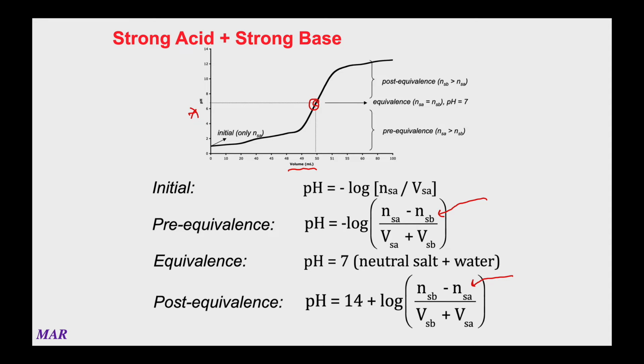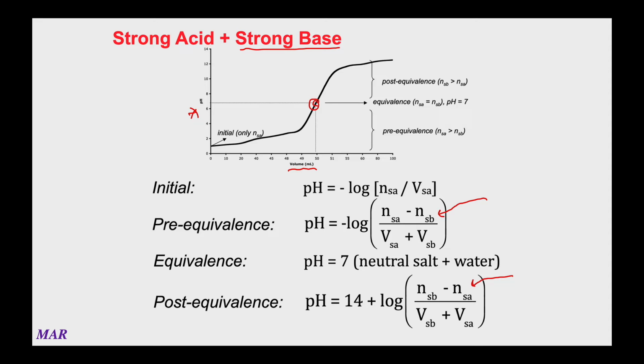Now, in all these equations, NSA, the moles of strong acid, and VSA, the volume of strong acid, those are constants for a titration. Those numbers don't change. It's what you're adding second, which in this case is strong base, that will change. So NSB and VSB are going to change.